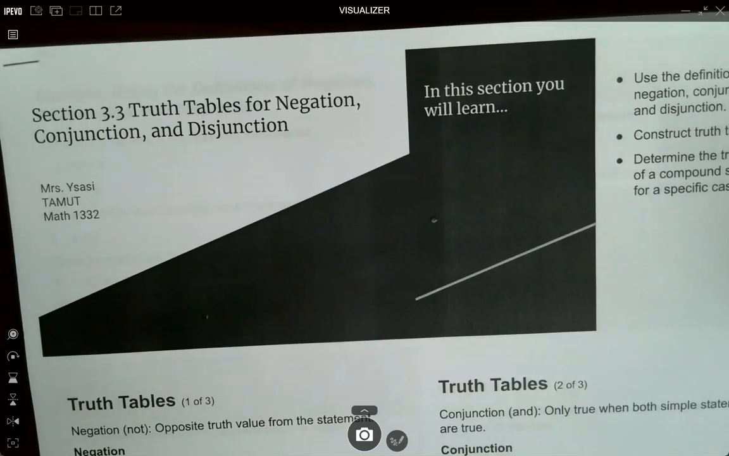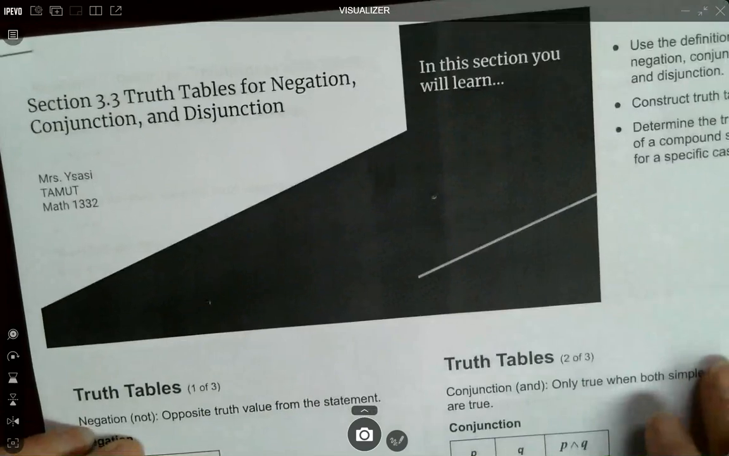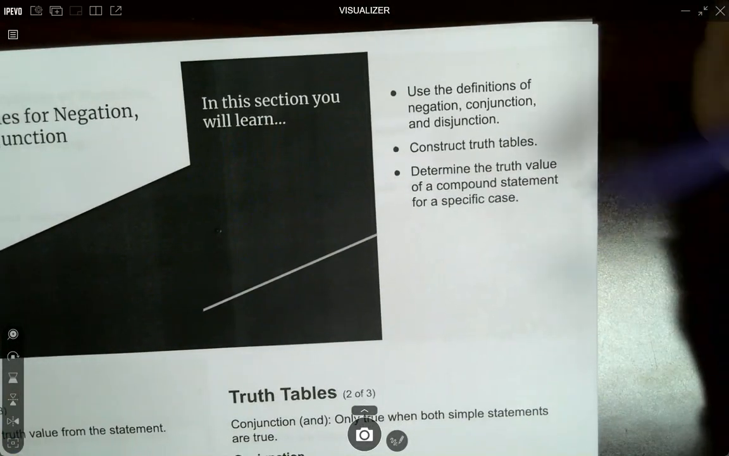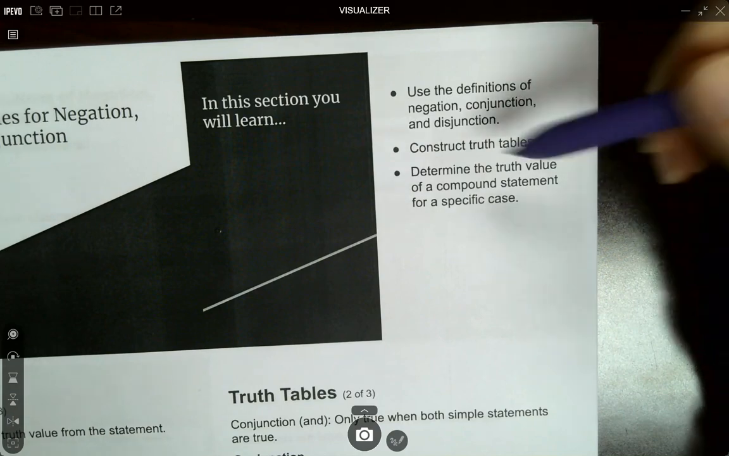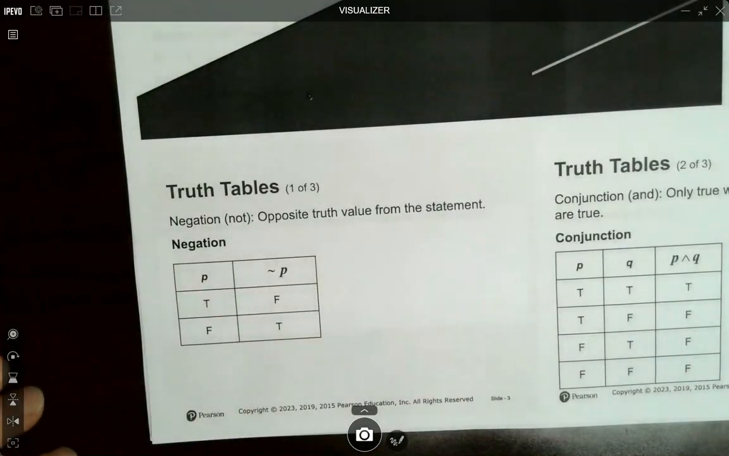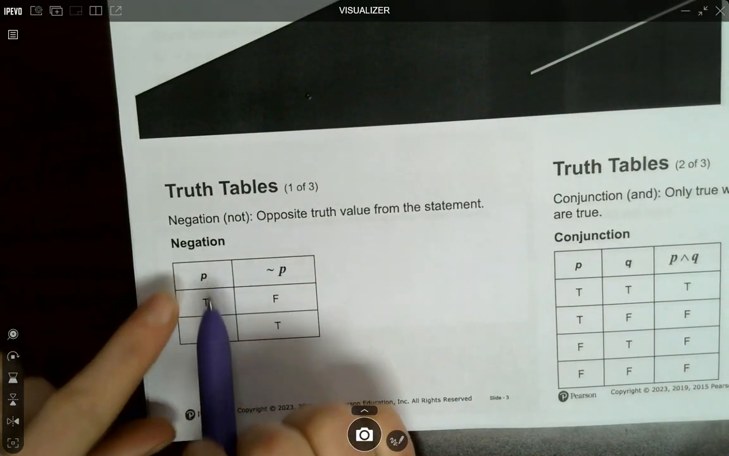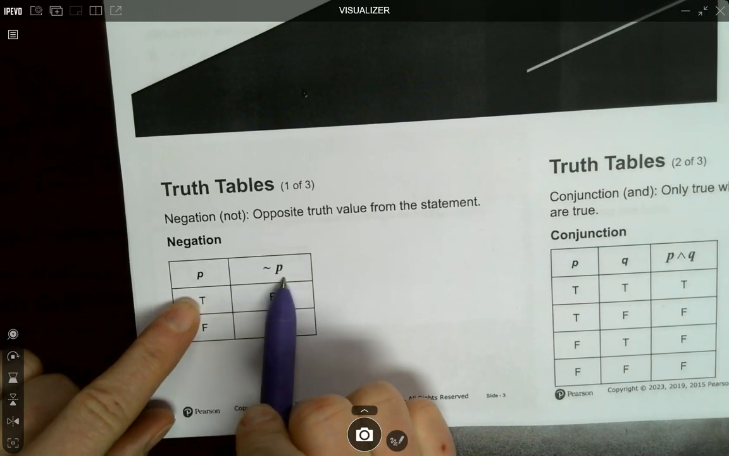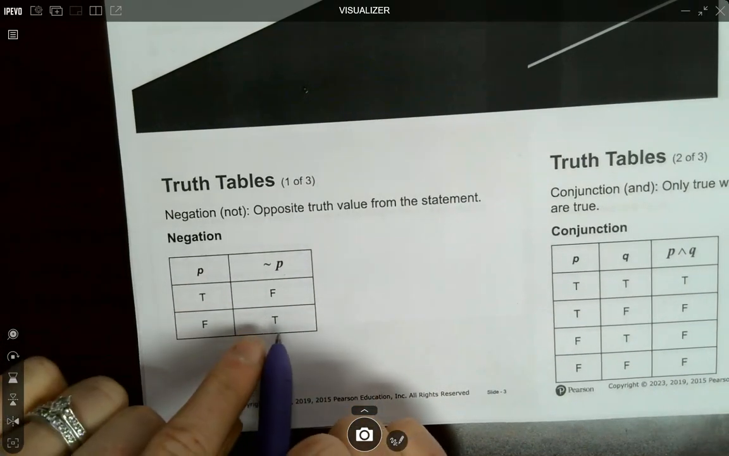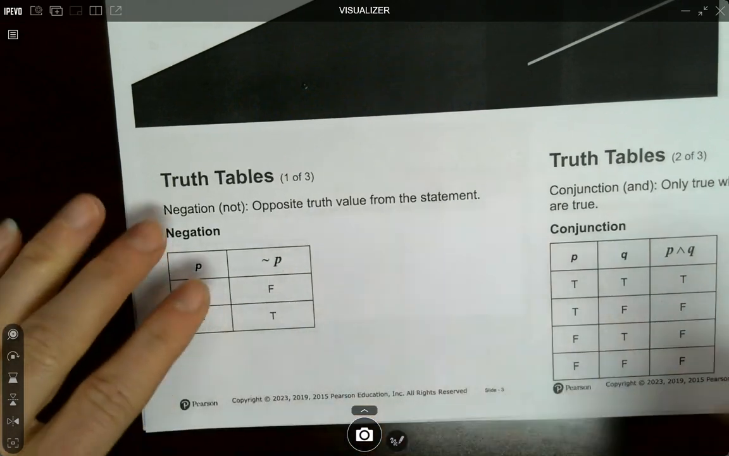Let's look at 3.3, truth tables for negation, conjunction, and disjunction. We are going to use definitions of these terms, construct truth tables, and determine the truth value of a compound statement for a specific case. So here's a truth table for negation. If P is true, then not P is false. If P is false, not P is true.